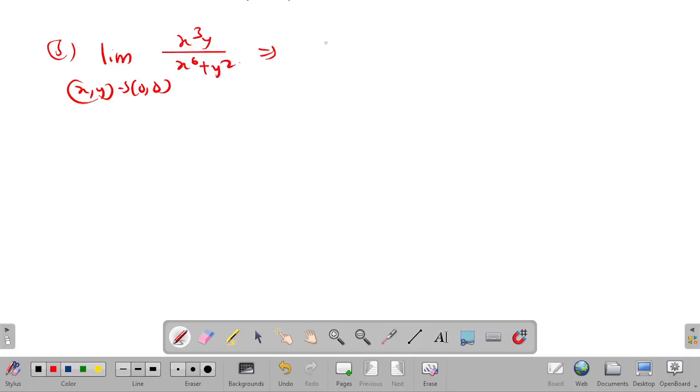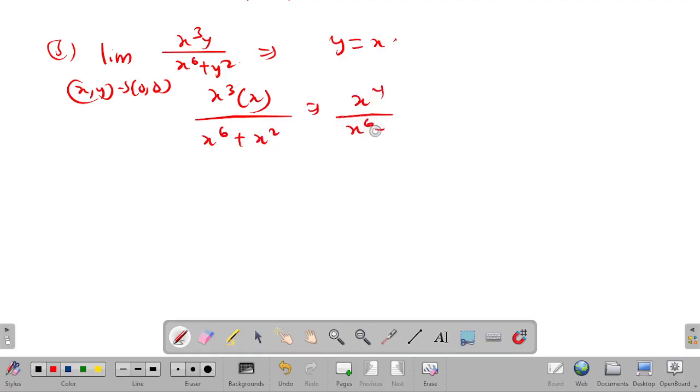So here, let's take one path, y is equal to x through the origin. You can take any path, but the rule is whatever path you take, you should make sure that you get the same value. So when y is equal to x, I get x cubed multiplying x over x to the power 6 plus x squared. This gives x to the power 4 over x to the power 6 plus x squared, right? So this is when I put y is equal to x.